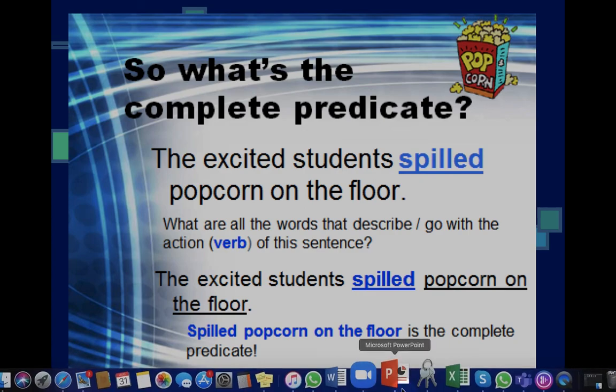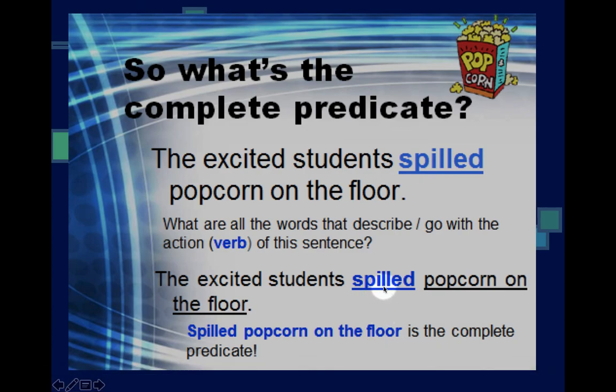So now I know that the complete predicate should include the verb and all the words that come after it. It's exactly like these underlined words here. So spilled is the verb, and all the other words that come till the end of the sentence make up the complete predicate.